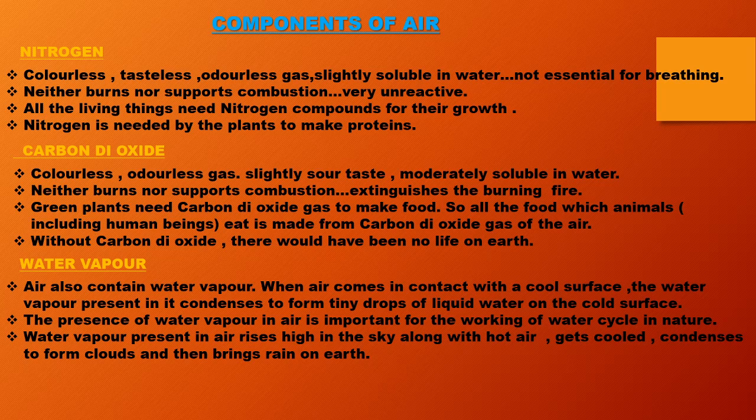And also the vapor rises high in the sky along with the hot air. In the upper sky it gets cold, condenses, and forms the cloud and ultimately the rain. So you can see the entire water cycle: the evaporation of water to vapor, then that vapor forms water droplets, these droplets form the cloud, then they come down as rain. To carry out these processes in a cyclical manner, water vapor is very important.